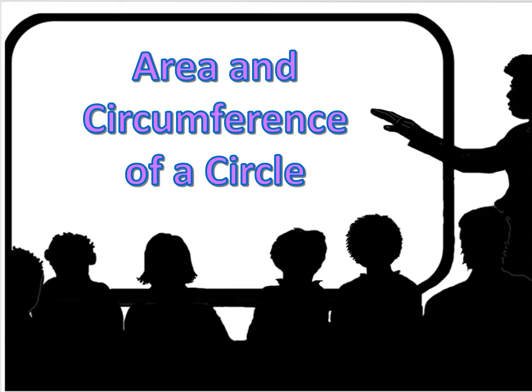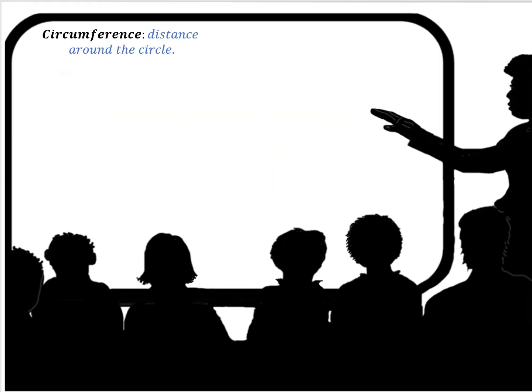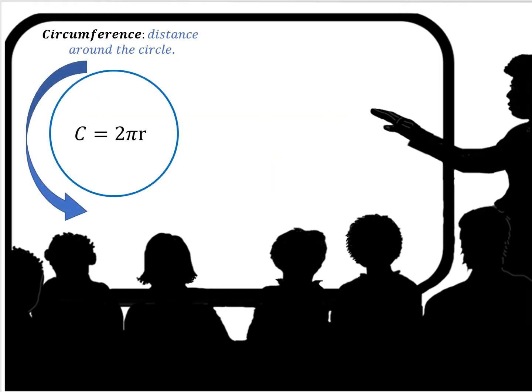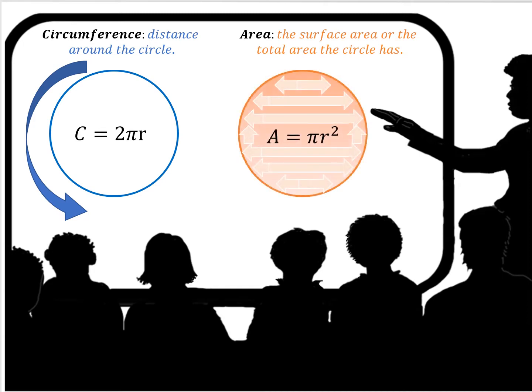This video is on area and circumference of a circle. Circumference is the distance around the circle. The formula is C equals 2 pi r. Area is the surface area or the total area the circle has. The formula is A equals pi r squared.